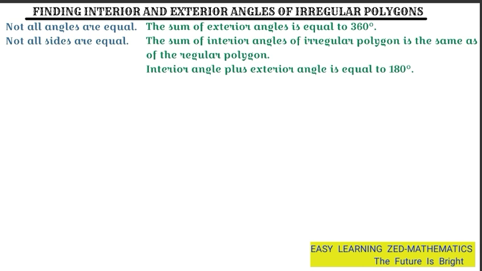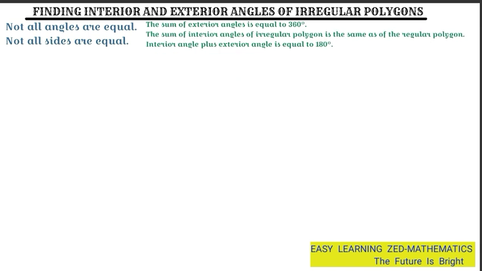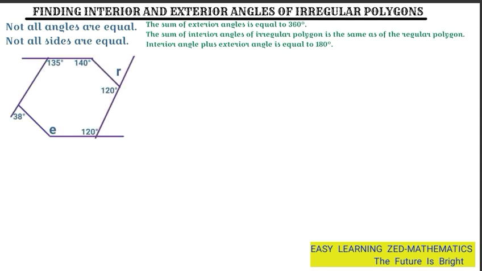Now let's come to solving these, finding interior and exterior angles of an irregular polygon. Let's look at this irregular polygon. Before we go any further, we need to identify the sides this irregular polygon has. As you can see, the interior angles are already different. We have got 120, 120, those are equal, but we also have got 140 and 135 degrees. These interior angles are already different.